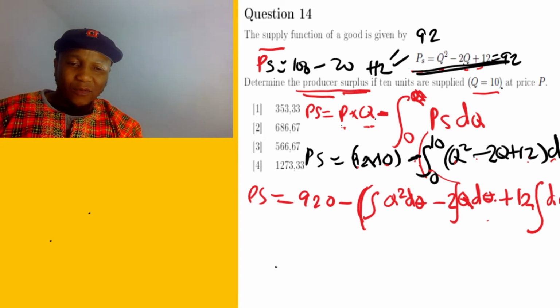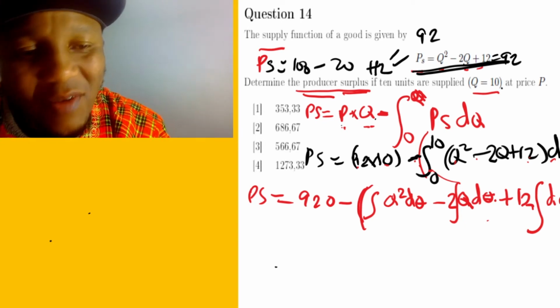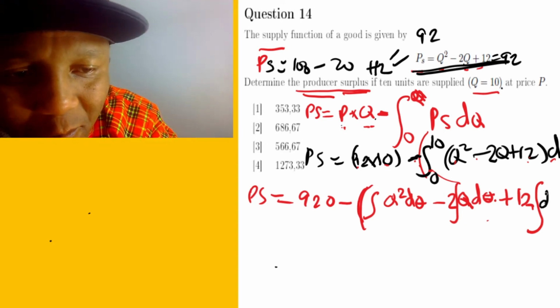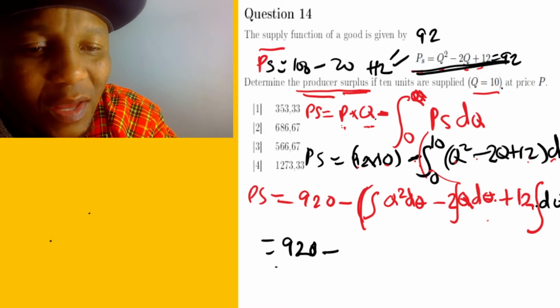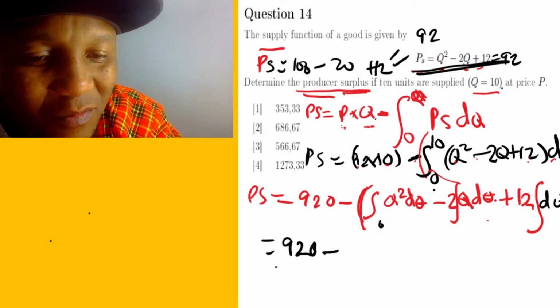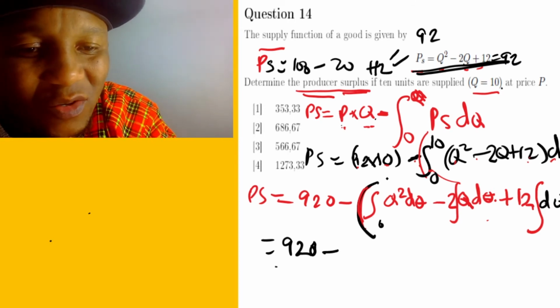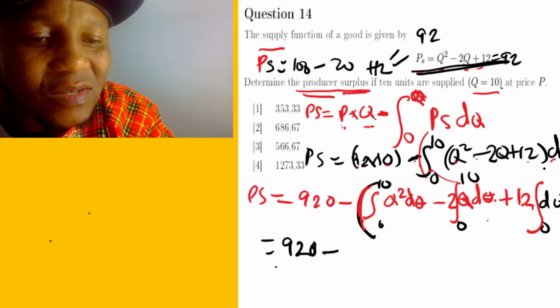So for that case, let me write dq closer so it can be visible. We're going to say 92 minus. Okay, our limit, don't forget our limit starts from 0, and there's a bracket here. So our limit is from 0 to 10.